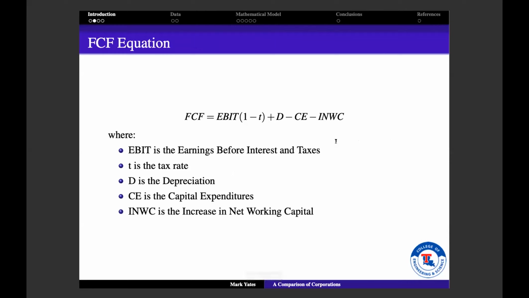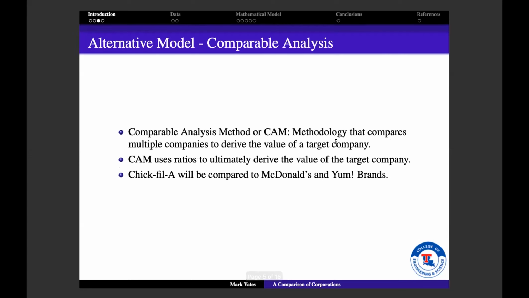Right here, this is the original equation we were going to use. These are the variables that you would need, and I was going to do it based on population, but unfortunately, Chick-fil-A was unwilling to share this information with me. So we ended up having to go a different route, which led us to the comparable analysis method. That was the alternate model we chose. We'll go ahead and look at that.